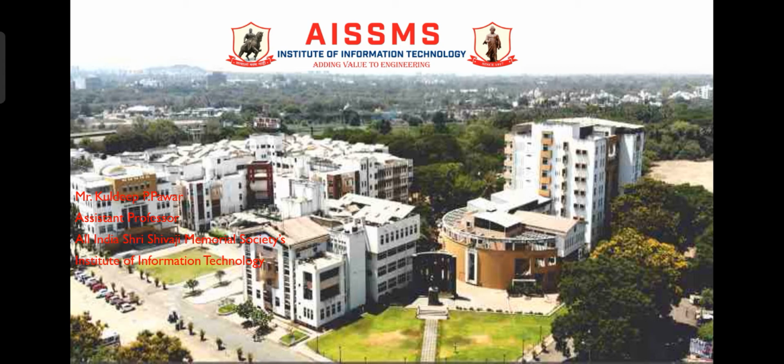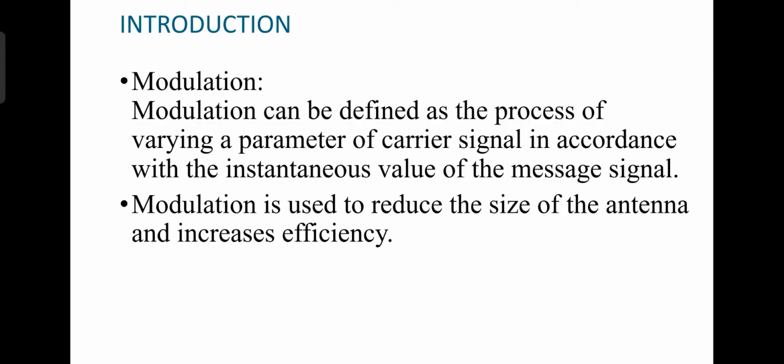Today we are going to discuss the pulse position modulation technique. Before we start, first we have to know what is meant by modulation. Modulation can be defined as the process of varying a parameter of a carrier signal in accordance with the instantaneous value of the message signal. Modulation is used to reduce the size of the antenna and it increases the efficiency of the signal.